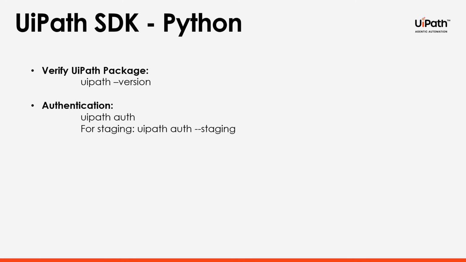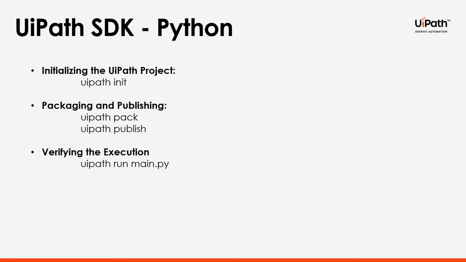We will see commands to initialize, pack, and publish the agents. Now let's see initialization. Once we have built the code, we run the uipath init command to initialize our project, which creates a uipath.json file containing input and output schemas and bindings. Once the code is built and initialized, run uipath run main.py to run the process, uipath pack to pack the code, and uipath publish to publish the code to orchestrator.